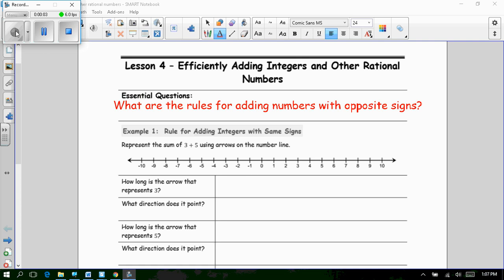All right, ladies and gentlemen, Mrs. Hoekstra here, working on Module 2, Lesson 4, Efficiently Adding Integers and Other Rational Numbers.